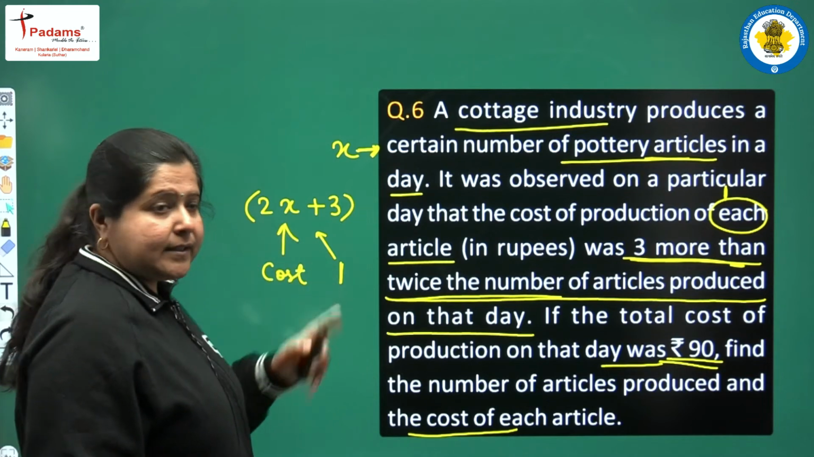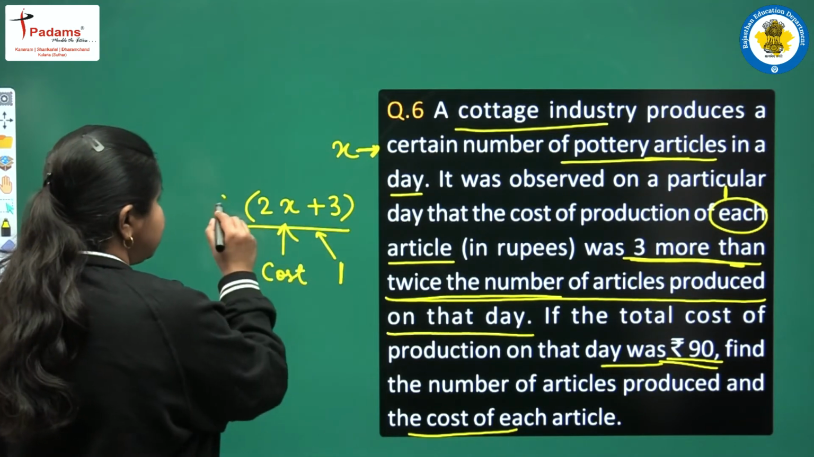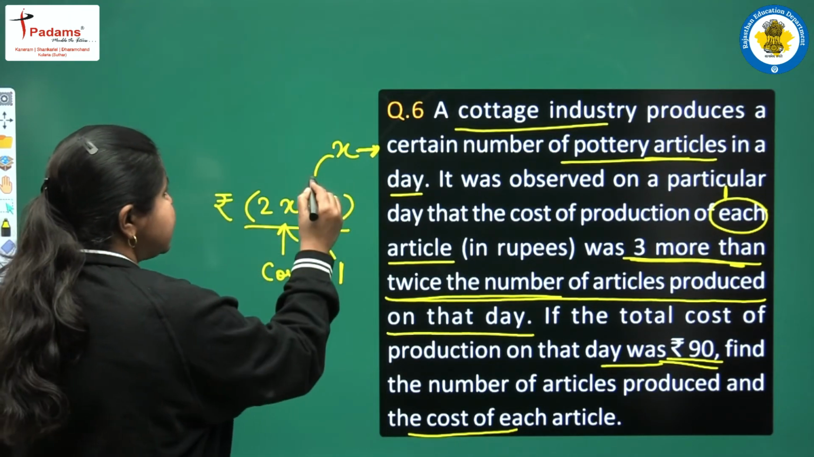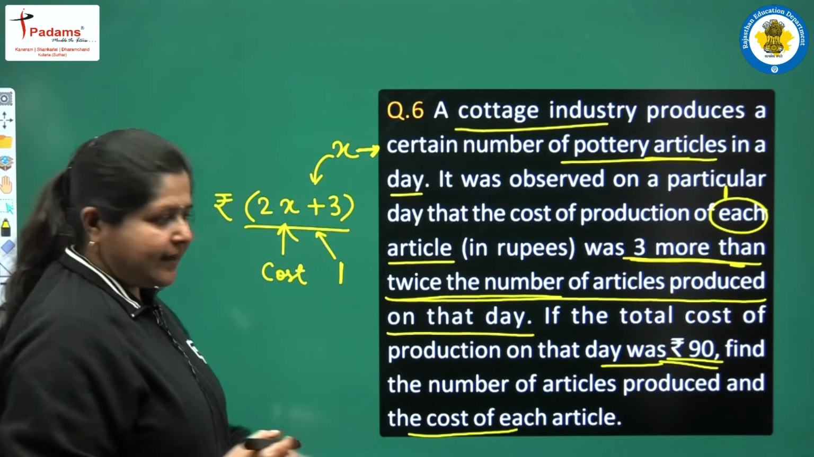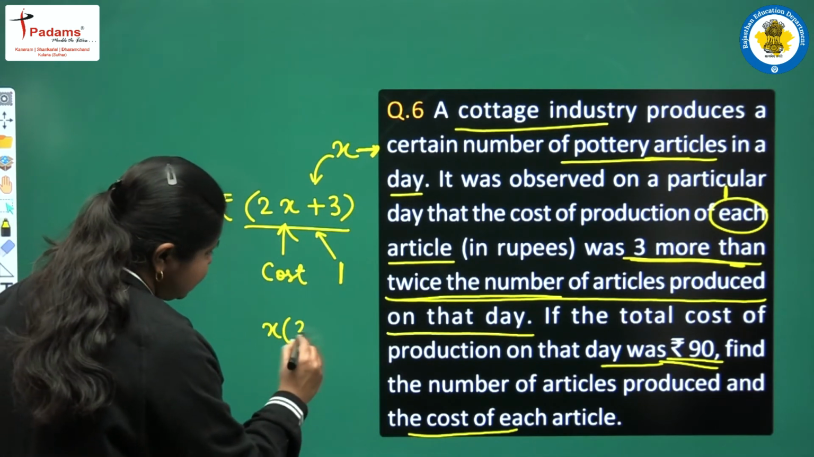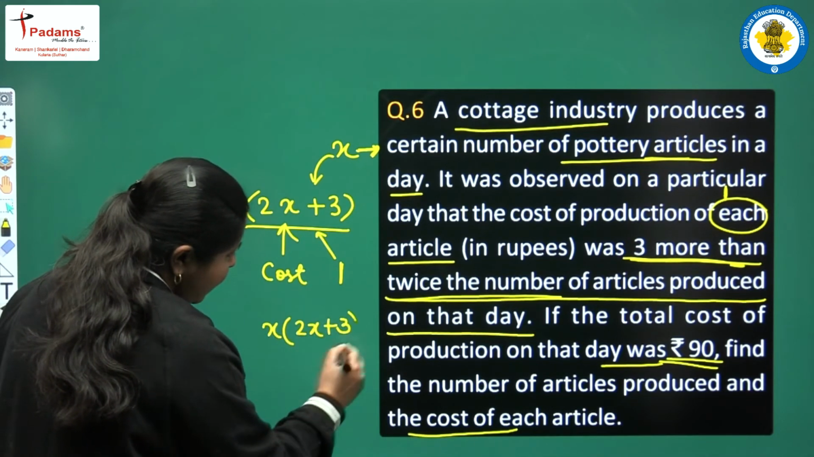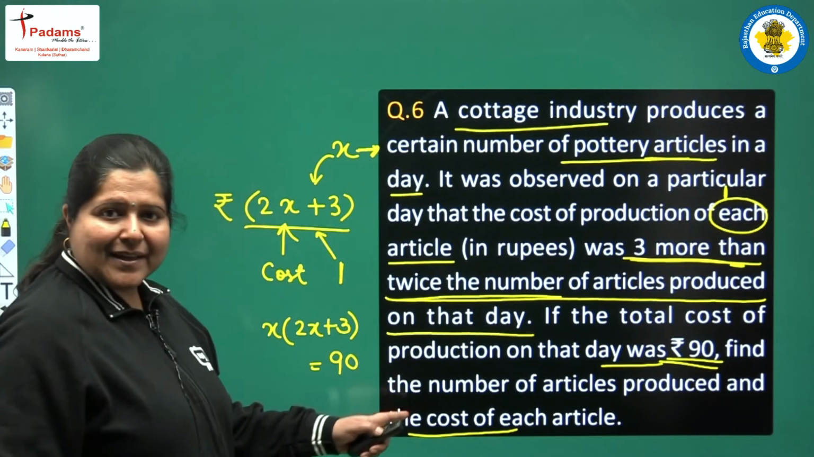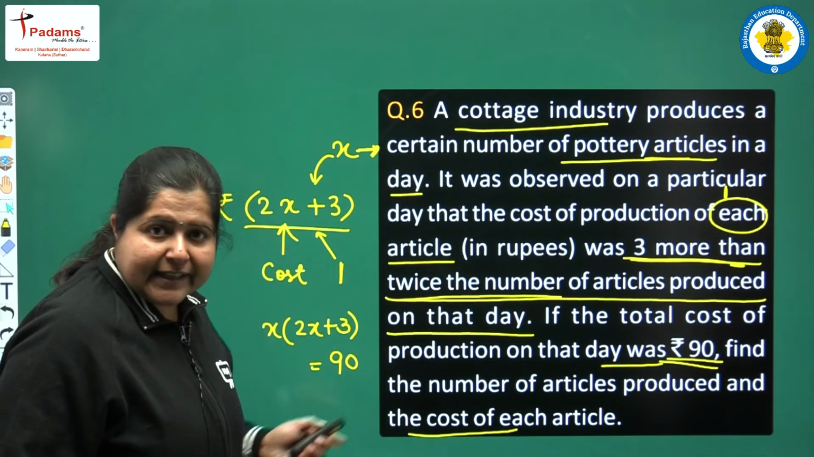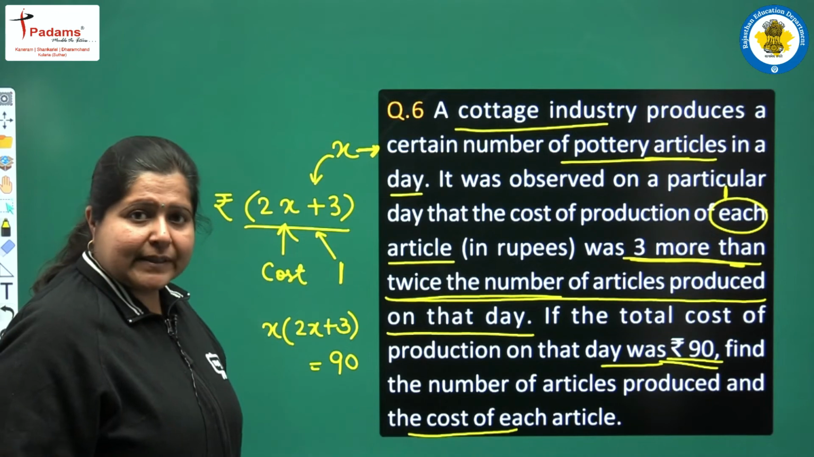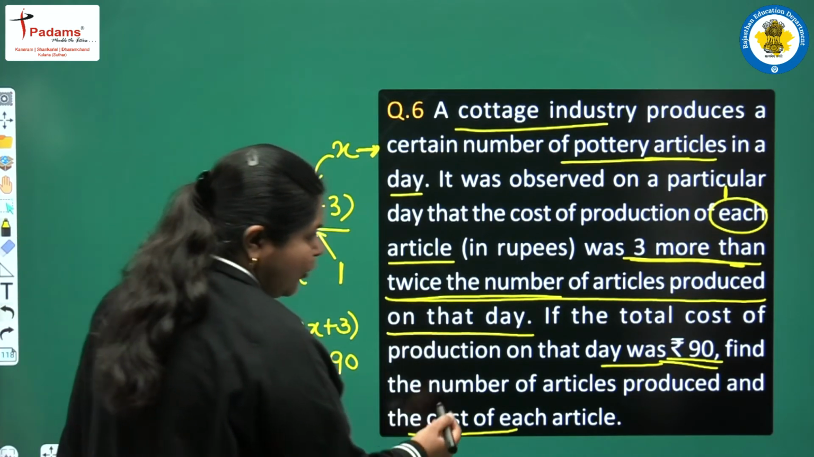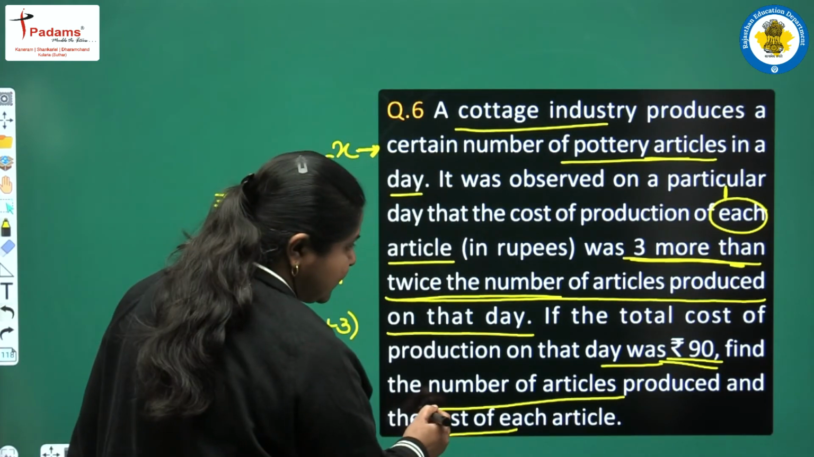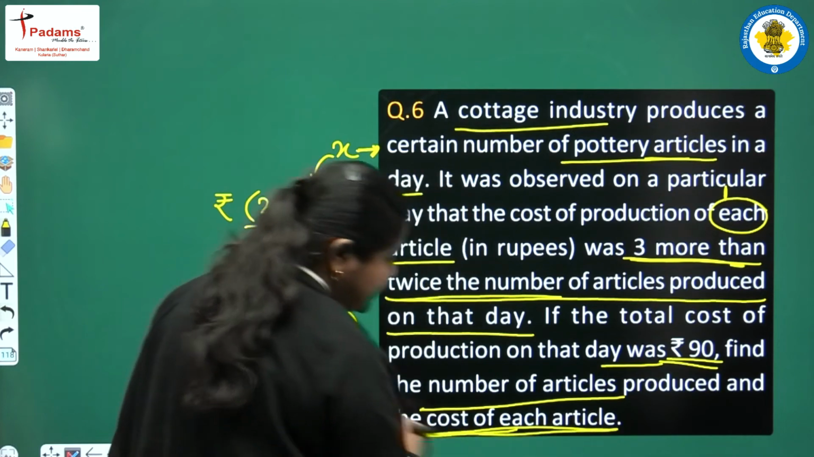तो एक आर्टिकल का कॉस्ट ऑफ प्रोडक्शन है ₹2x plus 3 और x नंबर ऑफ आर्टिकल्स का कॉस्ट क्या हो जाएगा? It will be x into 2x plus 3 और ये हमें दिया हुआ है equal to ₹90 on a particular day. अब हम यहाँ से एक क्वाड्रेटिक इक्वेशन बनाएंगे और फिर उसको सॉल्व करते हुए हम बता सकेंगे कि what is the number of articles produced and the cost of each article.